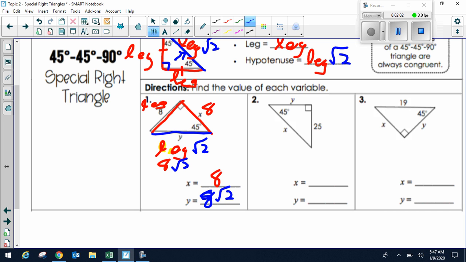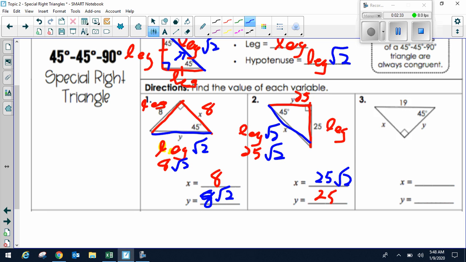Same thing for number 2. We identified it's a 45, 45, 90 right triangle. Then we identify what they give me. They give me a leg again, so we find the other leg. The other leg is y up here, so that's also going to be 25. And again, the hypotenuse, according to my rule, is the leg times the square root of 2. The leg again is 25, times the square root of 2. So my answer would be 25 square root 2 for x.